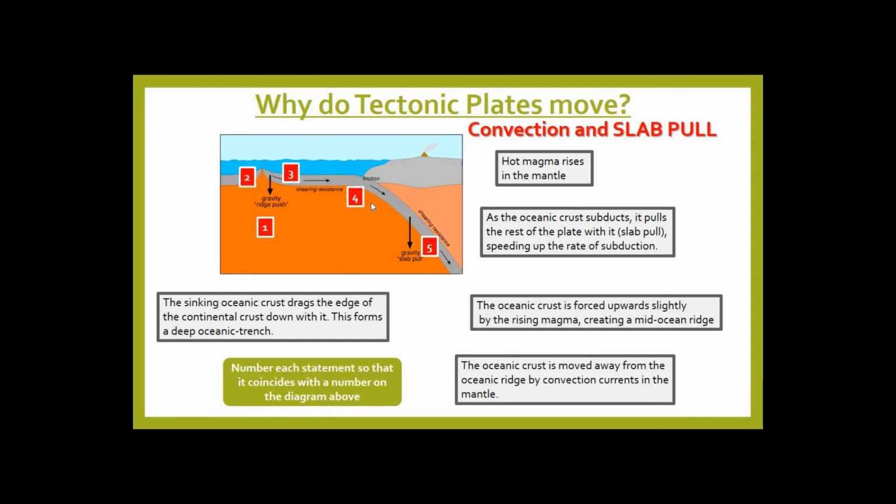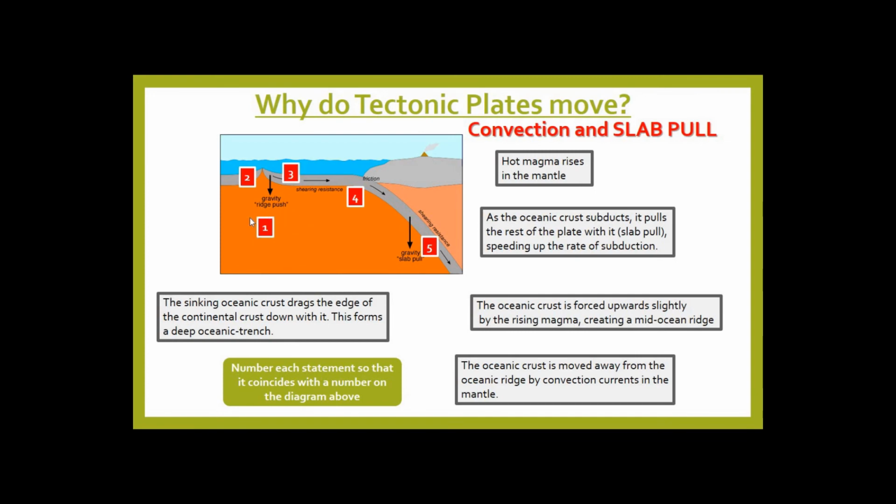Slab pull is basically where the more of this piece of oceanic crust that sinks into the mantle, the more gravity will act on it and pull that slab of oceanic crust down into the mantle. So it speeds up the rate of subduction, the rate of sinking.